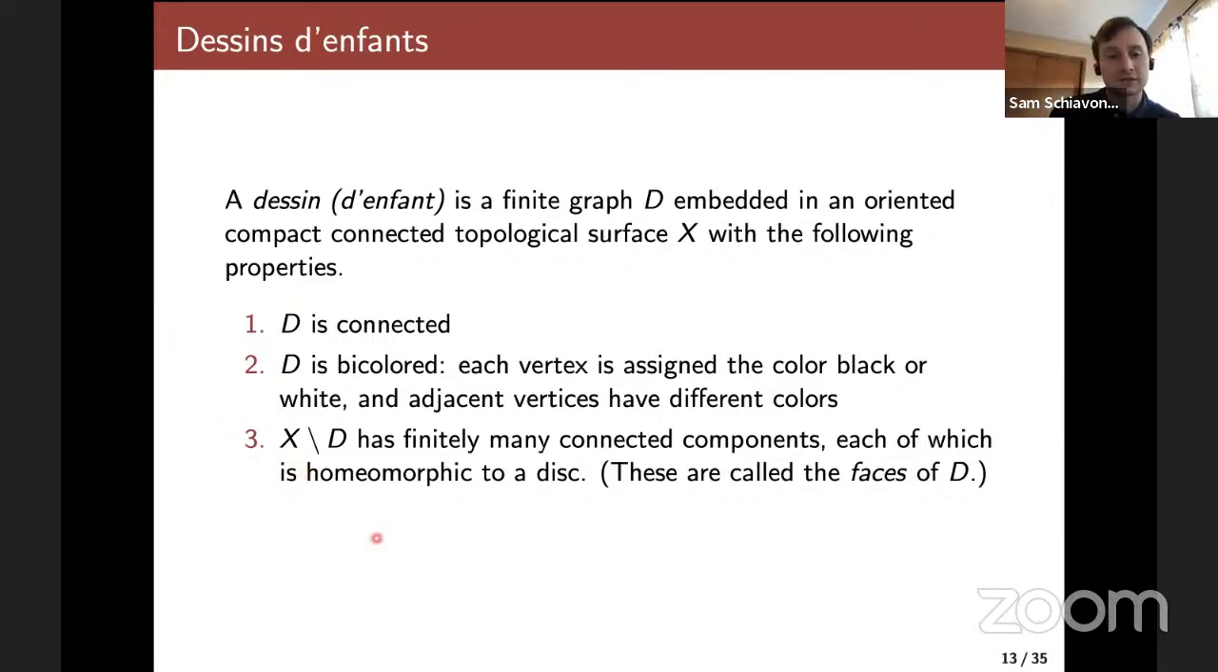This last condition is maybe the most important topologically. If you take the surface X and cut out the dessin, so remove the graph, what you're left with must be finitely many connected components, each of which is homeomorphic to a disk. These are called the faces of the dessin D. So this third condition is really putting conditions on the genus of the surface that this dessin naturally lives on.